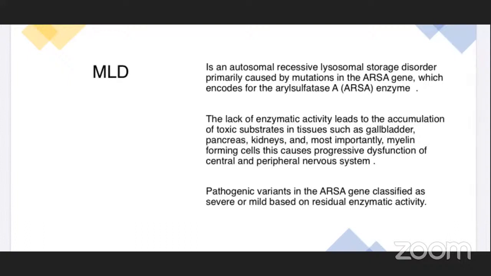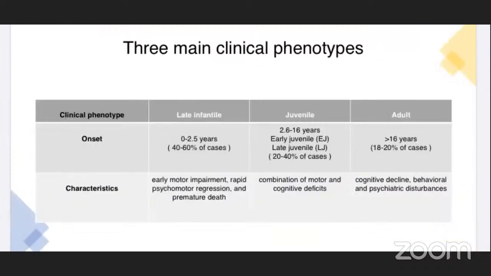This would cause the progressive dysfunction of central and peripheral nervous system, and pathogenic variant in ARSA gene classified as severe or mild based on the residual enzyme activity. We have three main clinical phenotypes, depends on the onset and the characteristics: late infantile, juvenile, and adult. For the late infantile, it starts at day 1 of life up to 2 years and 5 months. The presentation would be mainly early motor impairment, rapid psychomotor regression, and premature death.